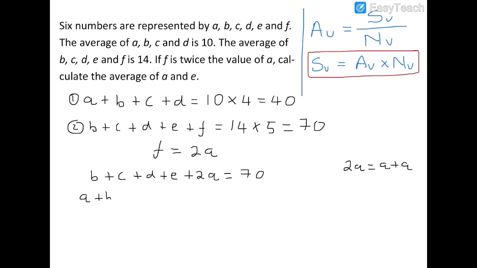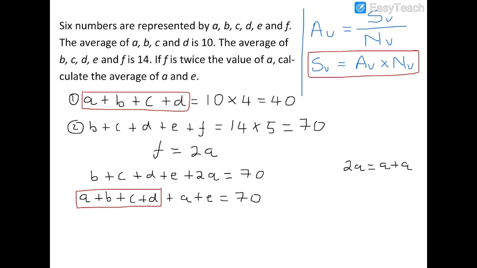So A plus B plus C plus D plus another A plus E is equal to 70. What we see here is that this part of equation 2 is actually the same as the left-hand side of equation 1. So immediately we can substitute this whole thing here with 40, because we know that A plus B plus C plus D is equal to 40 from equation 1.